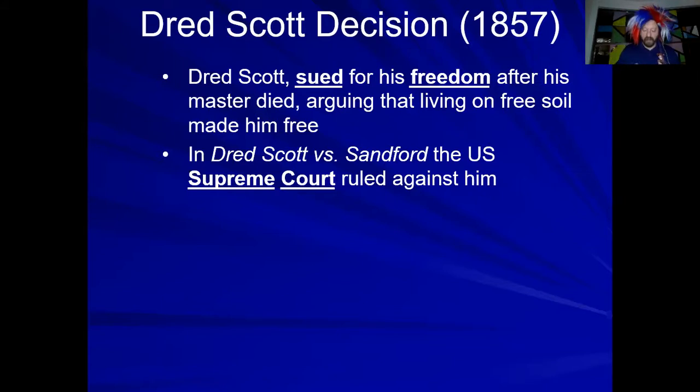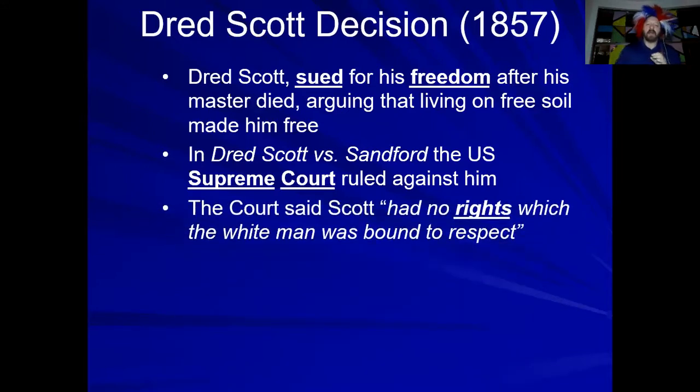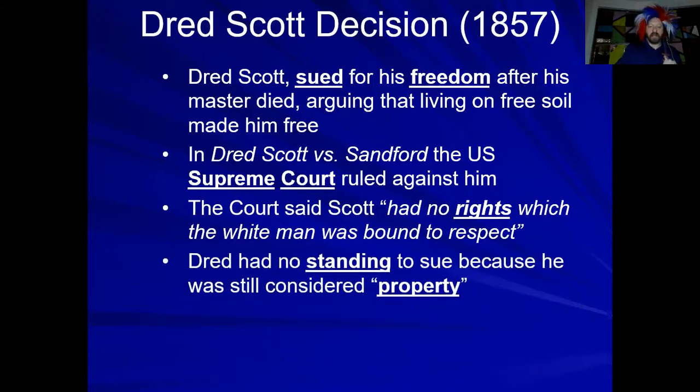Okay, but in the Dred Scott decision, a number of things came out. And one of the things that did come out was that Scott had no rights simply because he was black. Like, that's it. Not because he was a slave, even. That really wasn't ultimately the issue as far as what the court said. Okay. Now, they also went on to say that he had no standing to sue because he was still considered property.